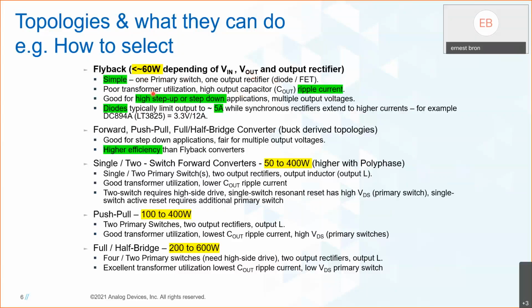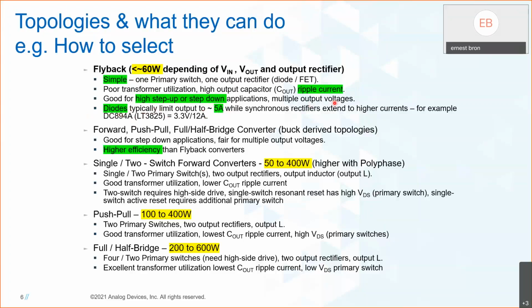A big downside of flyback is that you have quite a bit of ripple current through the output capacitor. But it can do easily high step up or step down. So you can do very high output voltage, or you can go from very high input voltage to relatively low output voltage. And if you use a non-synchronous, then typically you would be limited to about 5 amps, because then the diode starts taking up too much heat. More than 5 amps through a diode is really wasting a lot of power, generating a lot of heat.